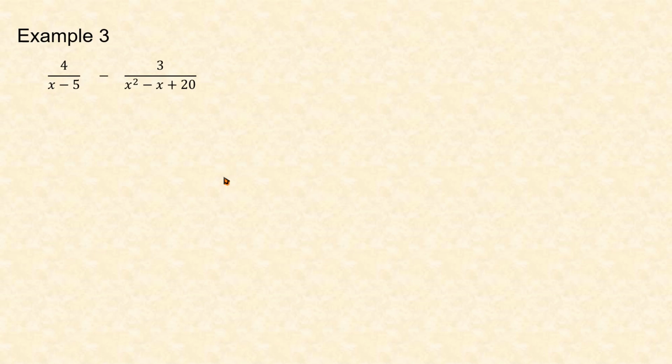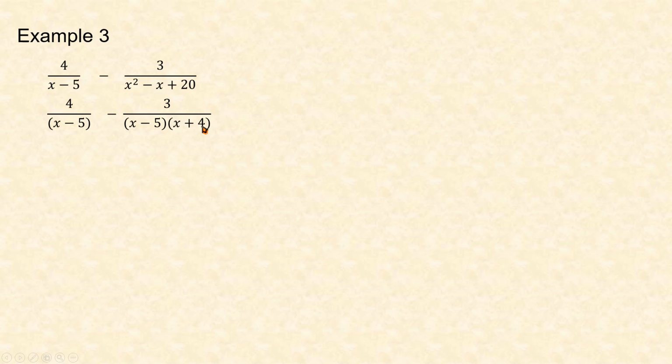Number 3, I have 4 over x minus 5 minus 3 over this trinomial. Right, so I'm going to factor the second guy, because the first guy, there's nothing to factor. So I get x minus 5, x plus 4. Whoops, that should be a minus 20 from the original problem. Otherwise, this problem would not be factorable. So let's assume that's a minus 20 there, from the problem.